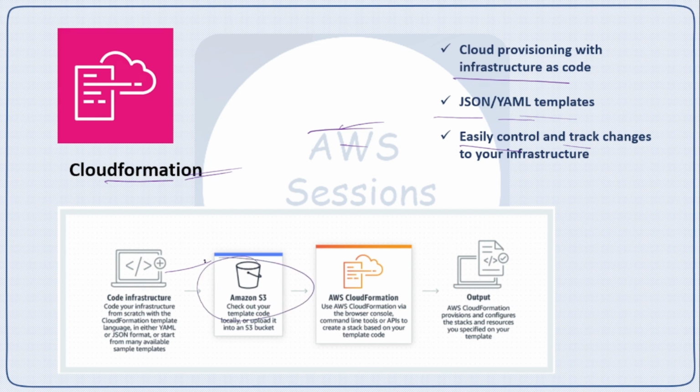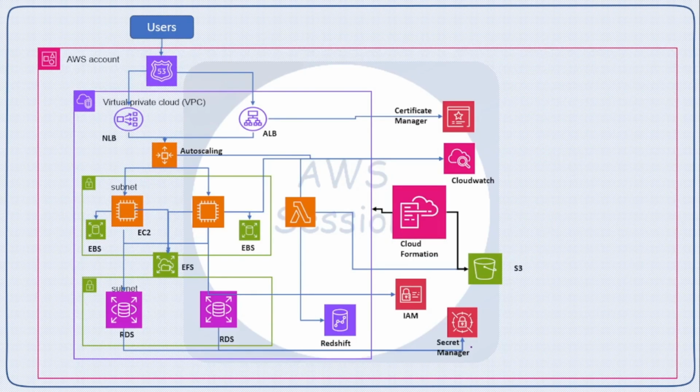Infrastructure as code: you can store CloudFormation templates in S3, and then you can create stacks, and finally you have the resources that you want to create. So here we can see that we are storing templates in S3, and we are creating all these resources via CloudFormation. You can create something as simple as an EC2 instance, or as complex as a complete architecture.